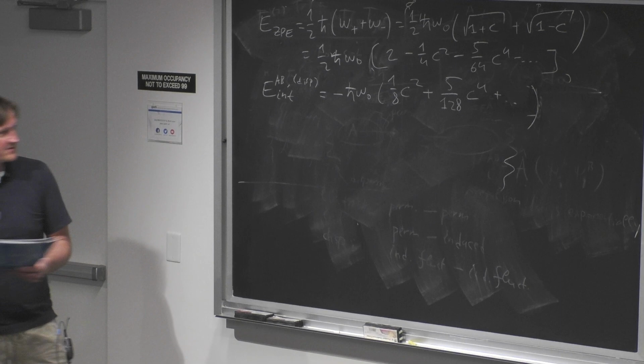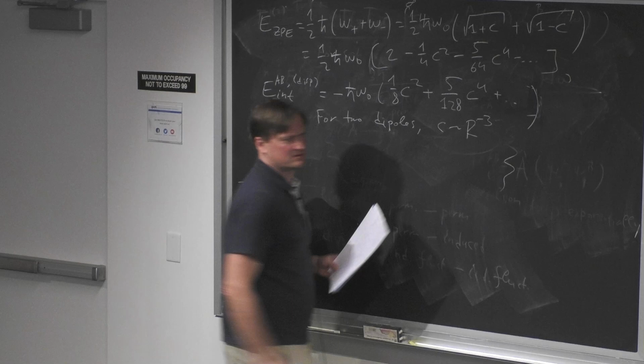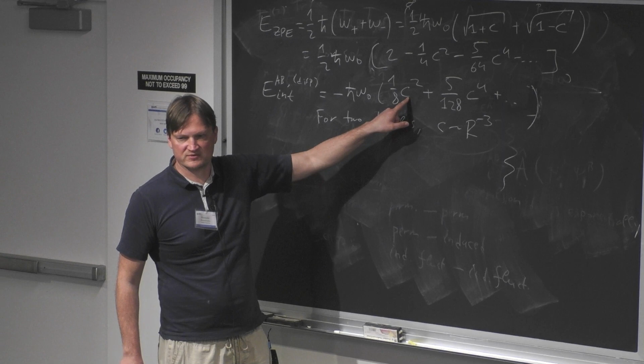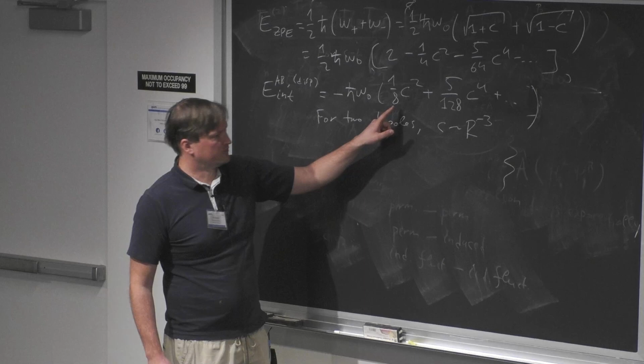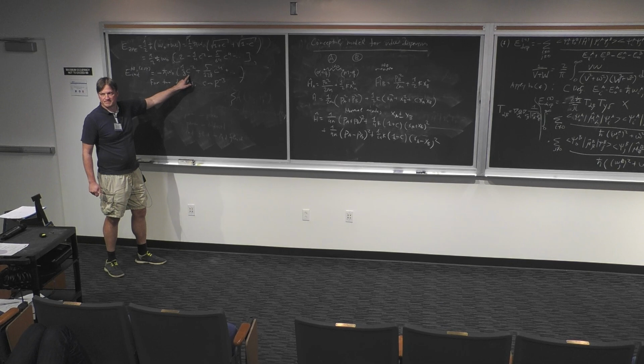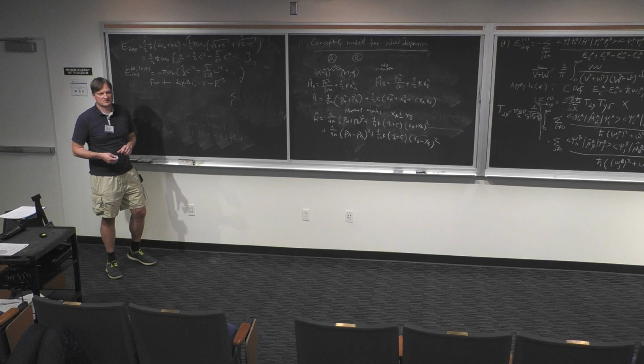So now for two dipoles, C is proportional to 1 over r cubed. And so then you immediately see that this term is r to the minus 6, this term is r to the minus 12, and this goes to infinity. And this is pretty interesting because what we had in second order perturbation theory is only this term. So this means this is fourth order perturbation theory, right? Then there will be sixth order perturbation theory, and so on. So only the even perturbative terms are non-vanishing.